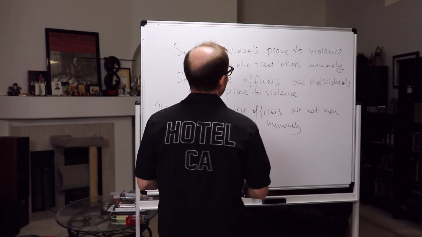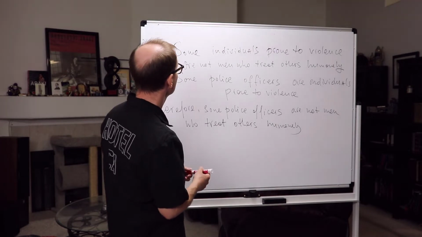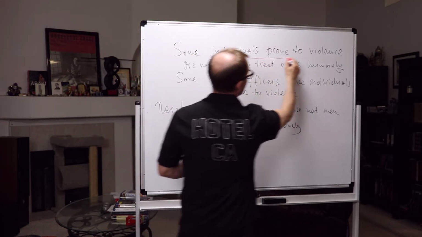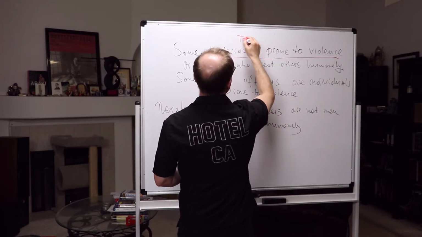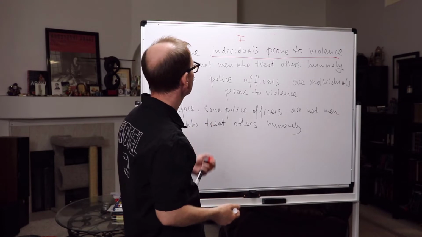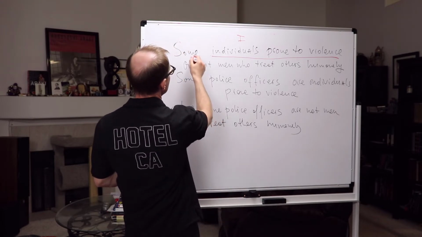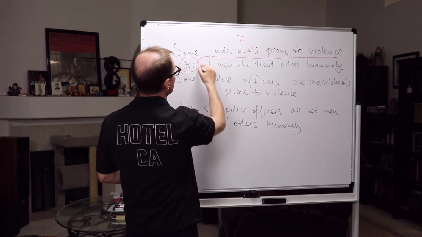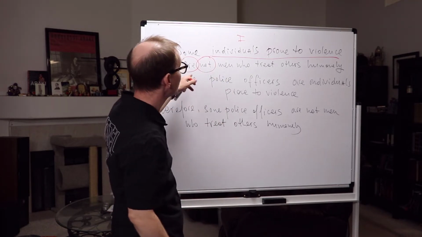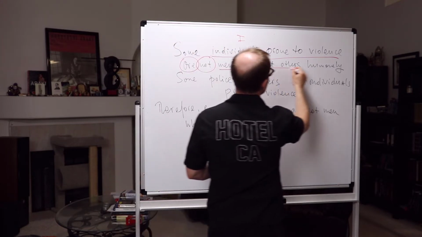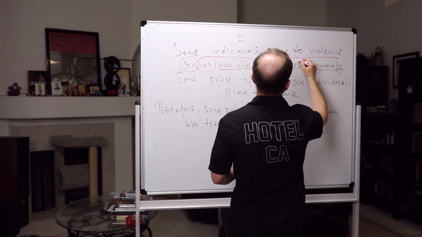Well, obviously individuals prone to violence would be one term, and that would be I. You can call it I. You can call it anything, but let's call it I. Then this is the word which connects it. Are not, actually two words. Are not men who treat others humanely, that would be the second term, and let's call it M.